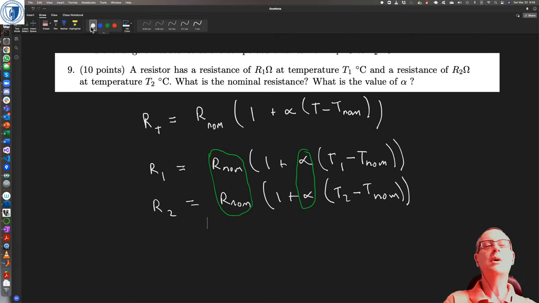Okay, so we've got two equations in two unknowns. It's a little different because the equations are not linear, right? If I multiplied this out, I'd have a term with R nom times alpha, which we usually don't get in the example questions we've seen so far with KVL and KCL linear systems. But we can still think about solving the problem by one of the standard techniques that we've looked at before. And the technique I'm thinking about is substitution, right?